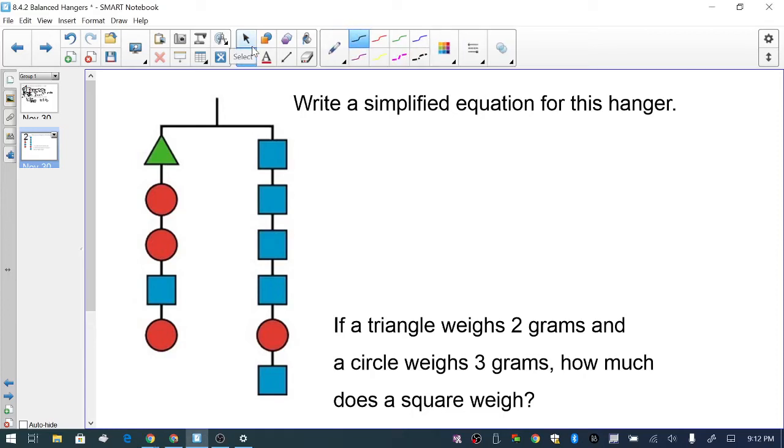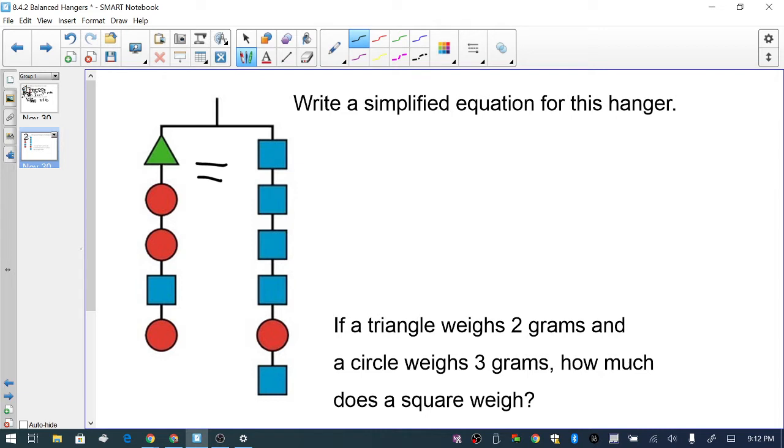Let's get to work. We're doing another hanger problem. I should say balanced hanger problem. Remember that the hanger represents an equation. Because it is perfectly balanced, all the items on the left side equal the weight of the items on the right side. Write a simplified equation for this hanger.